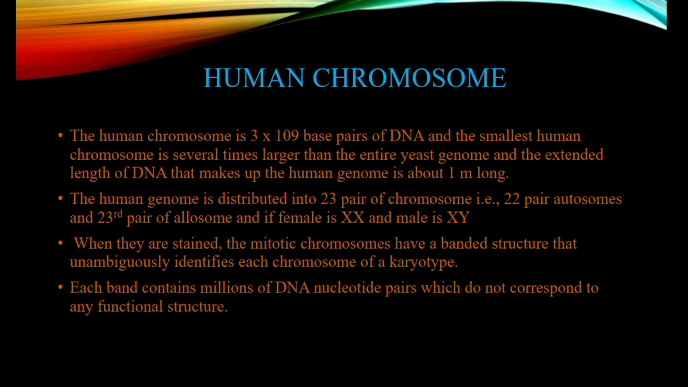When stained, the mitotic chromosomes show a banded structure. These bands help identify each chromosome's karyotype. Each band contains millions of DNA nucleotide pairs, which do not correspond with any kind of functional structure. So these are the details of the human chromosome.